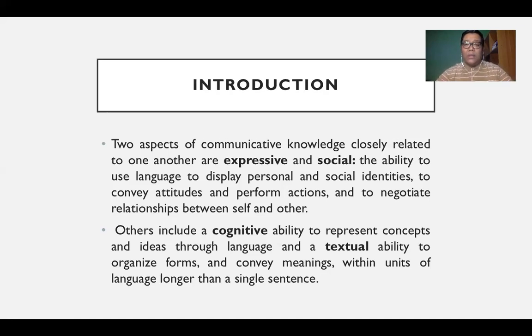And these are, first one, expressive, meaning we use discourses in order for us to express something. And at the same time, it is social because we use discourses in order for us to relate with people around us or within our society. Others include a cognitive ability to represent concepts and ideas through language. So for example, there are also certain expressions which have cognitive or mental representations.